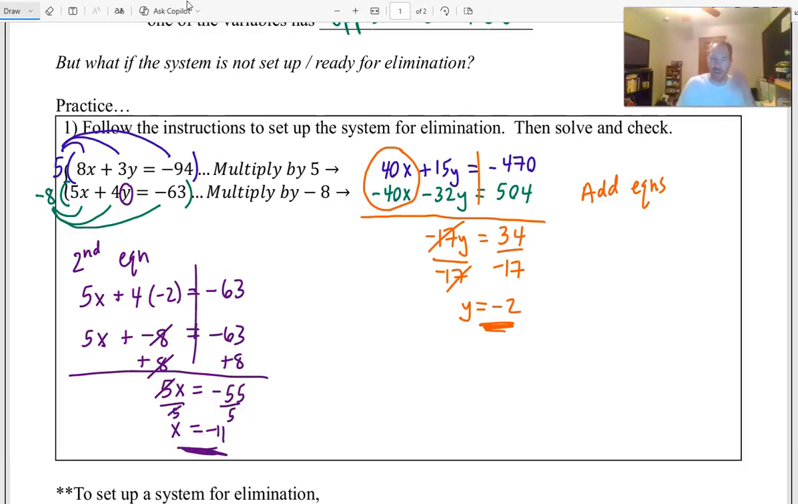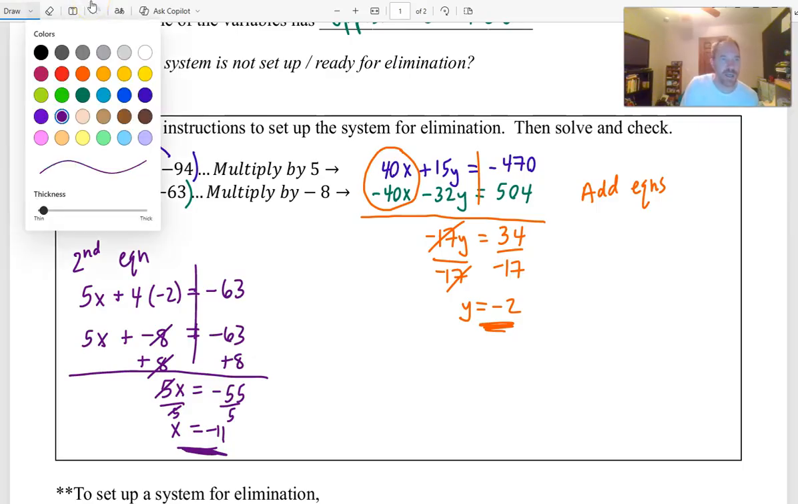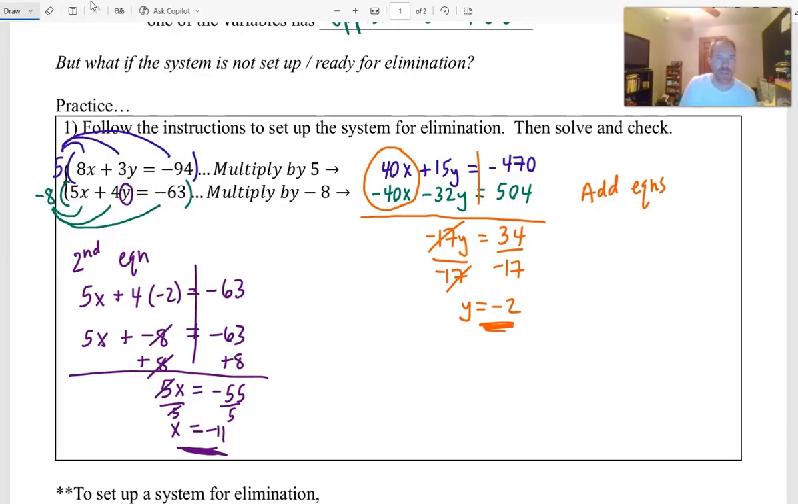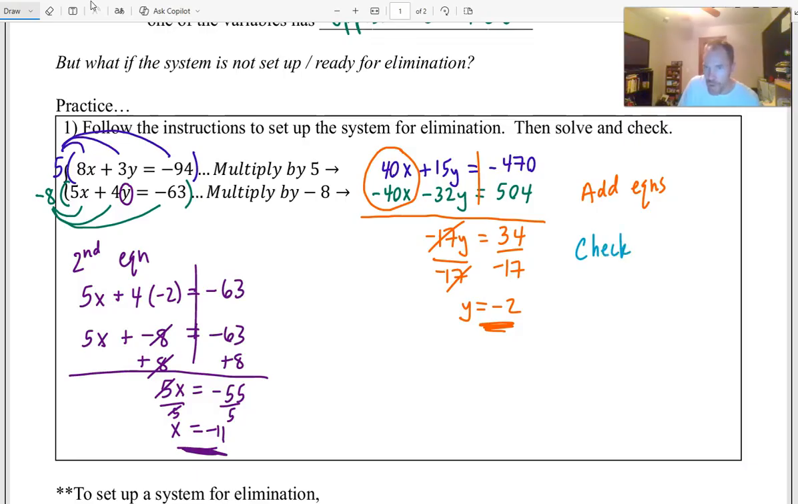I got an x value, I got a y value. Now I'm going to check, and since I used the second equation to get the second variable, I'll check the first equation. So that would be, is 8 times my x value of negative 11 plus 3 times my y value of negative 2 equal to negative 94?